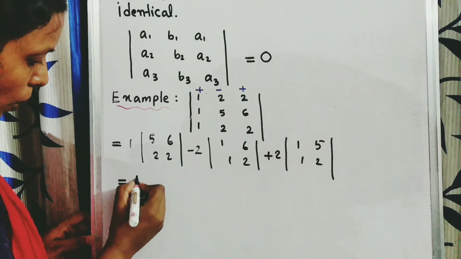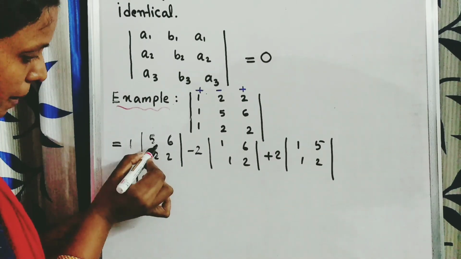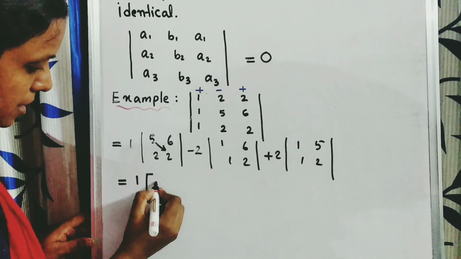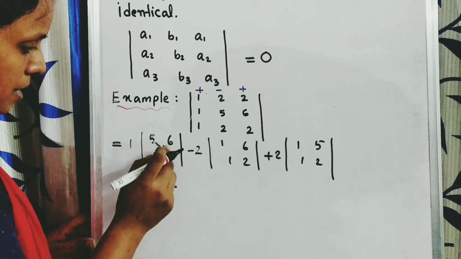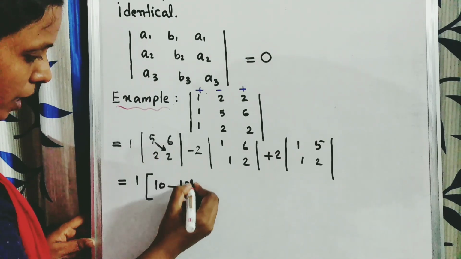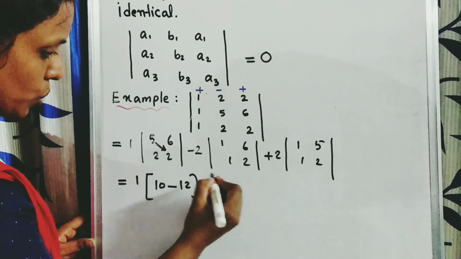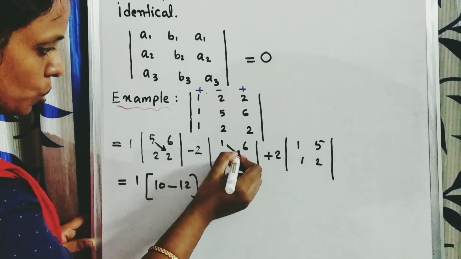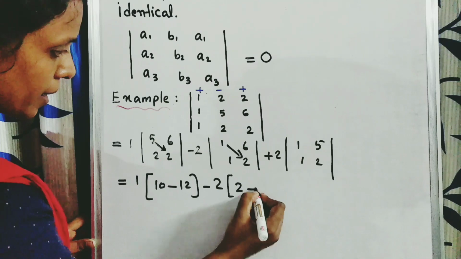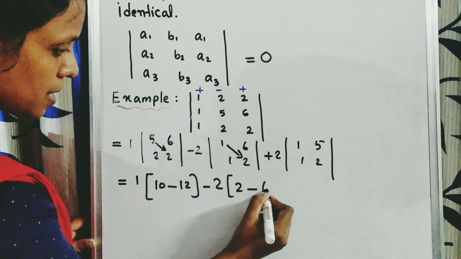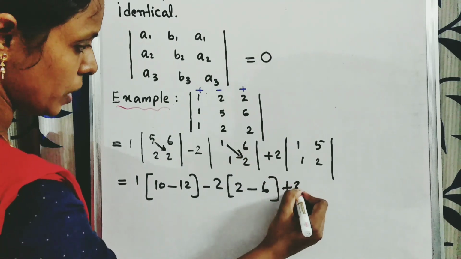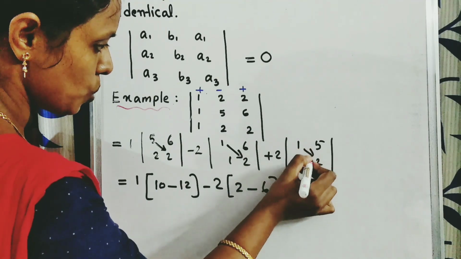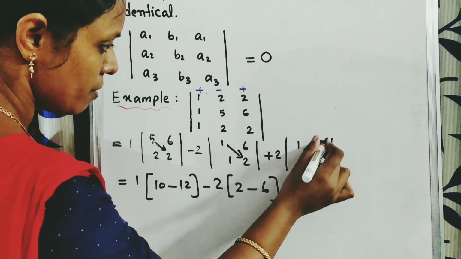Equal to 1 into: here we multiply 5 into 2, that is 10, minus 6 into 2, that is 12. Then minus 2 into: here 1 into 2, we get 2, minus 1 into 6, that is 6. Plus 2 into: here 1 into 2, we get 2, minus 5 into 1, that is 5.